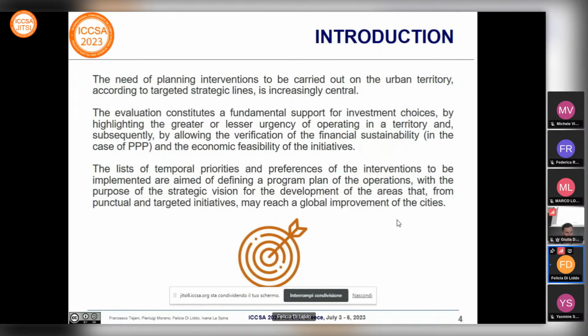The need for planning interventions to be carried out on the urban territory according to the target strategic lines is currently central, due to the important opportunity provided by the European funds such as Next Generation EU, the National Recovery and Resilience Plan or the cohesion funds. In this scenario, the evaluation of the project plays a central role for the definition of effective urban development policies.